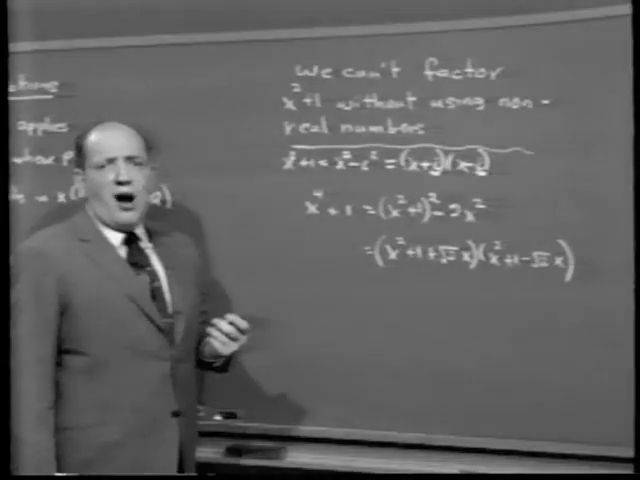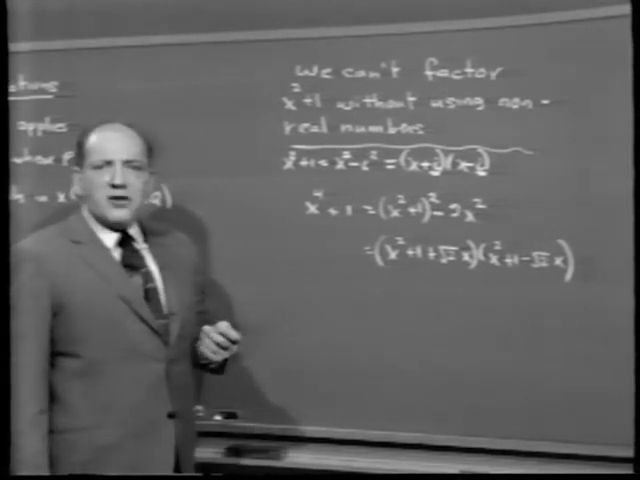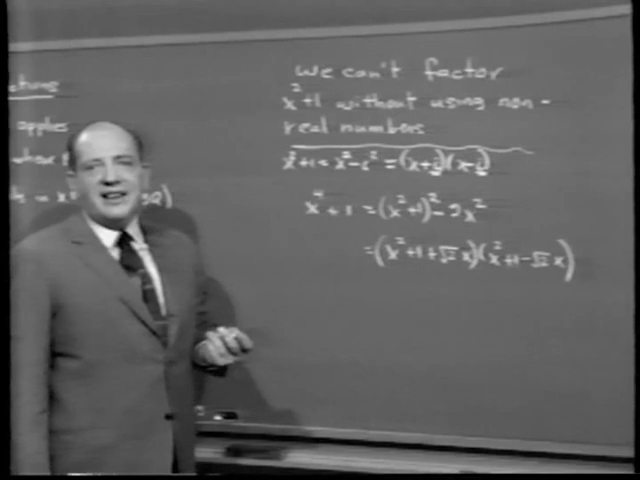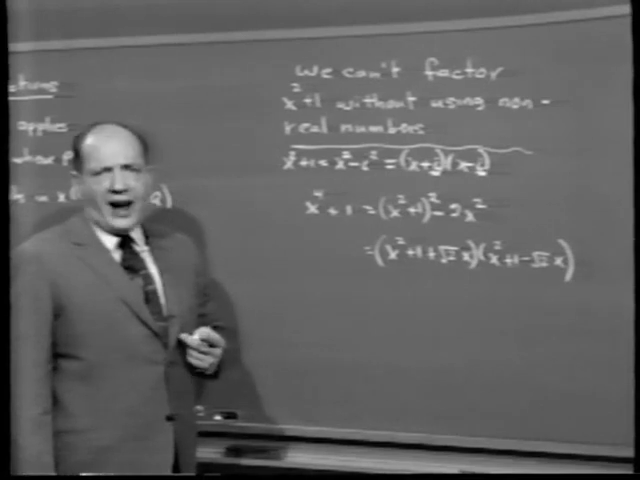In fact, if you recall the quadratic formula, you have this square root of b squared minus 4ac. If b squared is less than 4ac, what's inside the square root sign is negative, and that leads to non-real roots. So you see, we can't always factor quadratics into real factors.